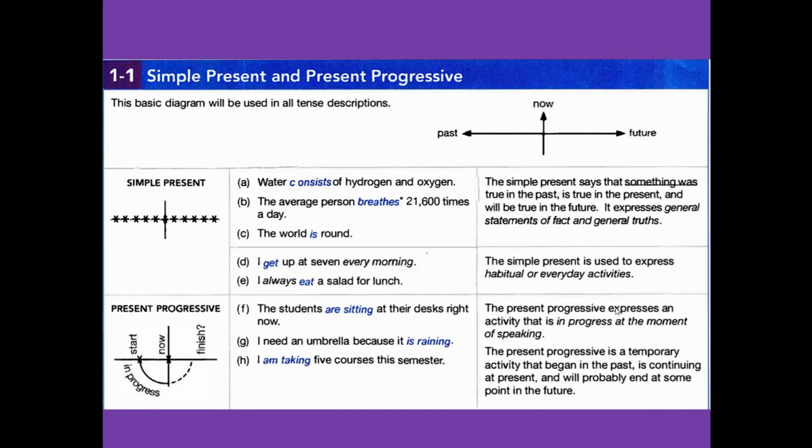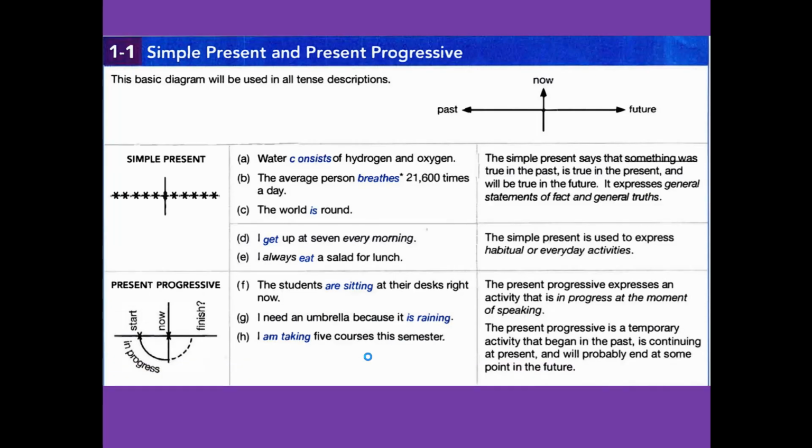The present progressive expresses an activity that is in progress at the moment of speaking. The present progressive is a temporary activity that began in the past, is continuing at present, and will probably end at some point in the future. The examples of present progressive are: the students are sitting at their desks right now. I need an umbrella because it is raining. I am taking 5 courses this semester.